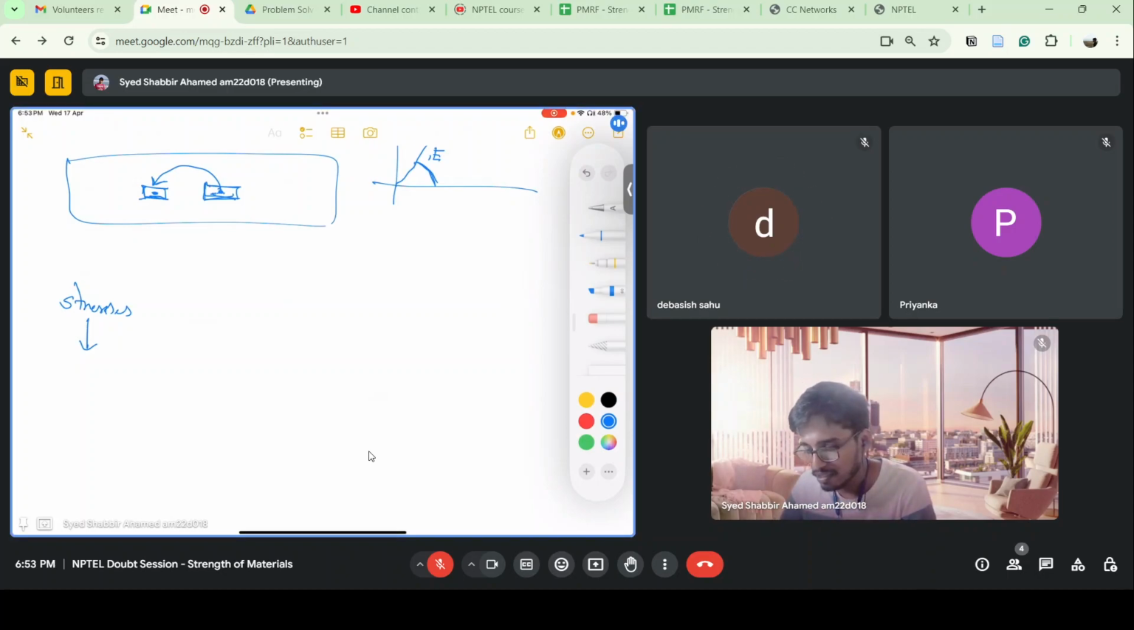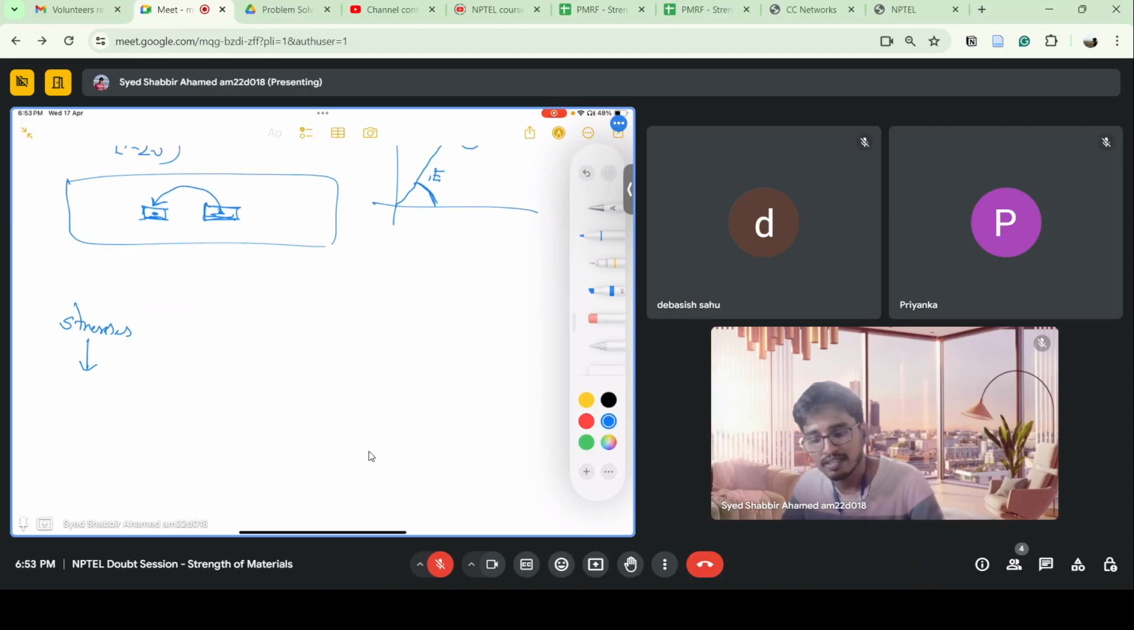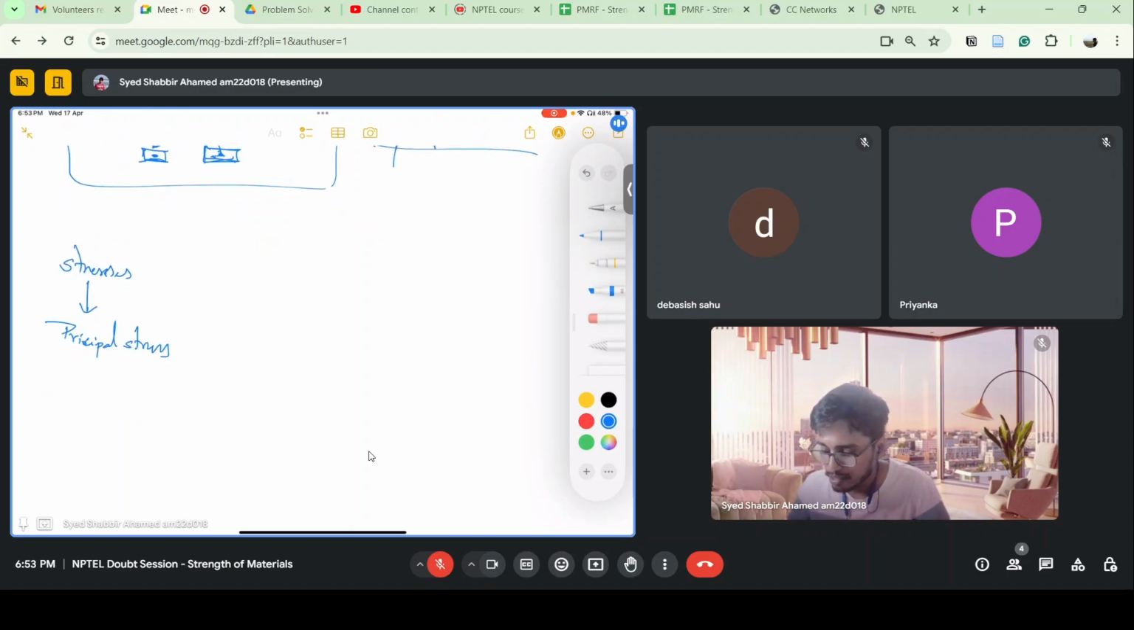We have learned about stresses, and also we have seen numerically about stresses. We have seen about something called principal stresses. So we have seen the stress tensor, and then we have seen principal stresses.